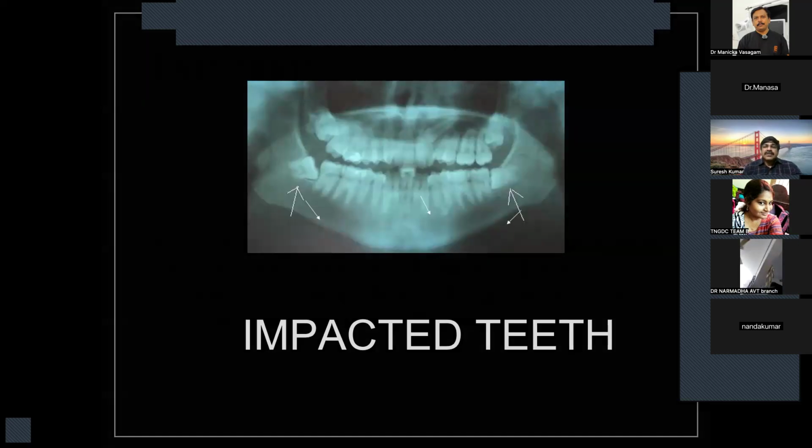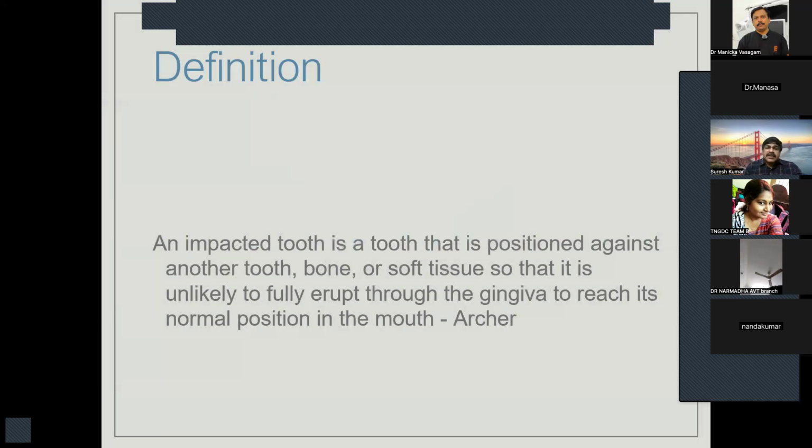So impacted teeth. By definition, an impacted tooth is a tooth that is positioned against another tooth, bone, or soft tissue so that it is unlikely to fully erupt through the gingiva to reach its normal position in the mouth. This definition is given by Archer, the pioneer of oral surgery globally, and this is the most apt definition you can see in any of the textbooks. So it can be caused by tooth, bone, or soft tissue. That is an impacted tooth.